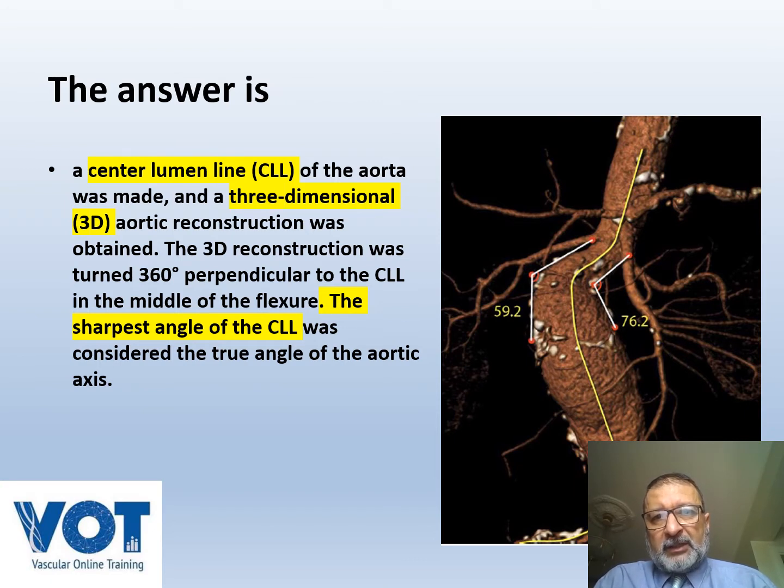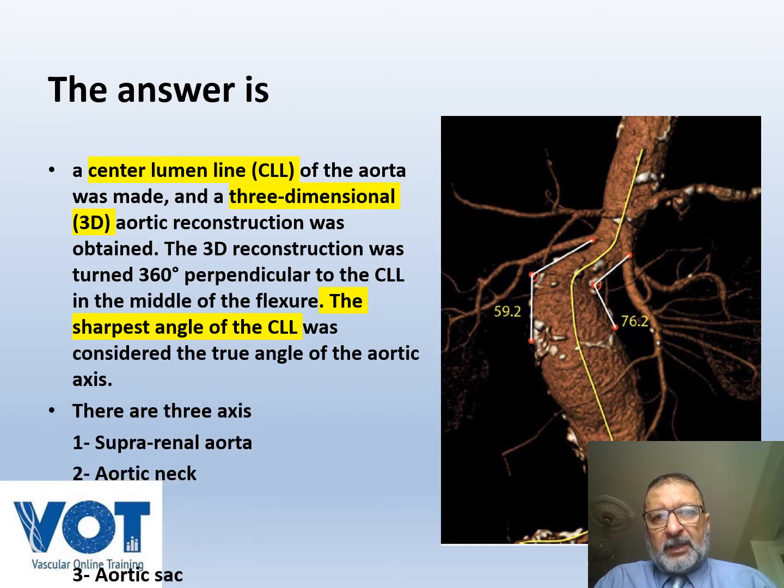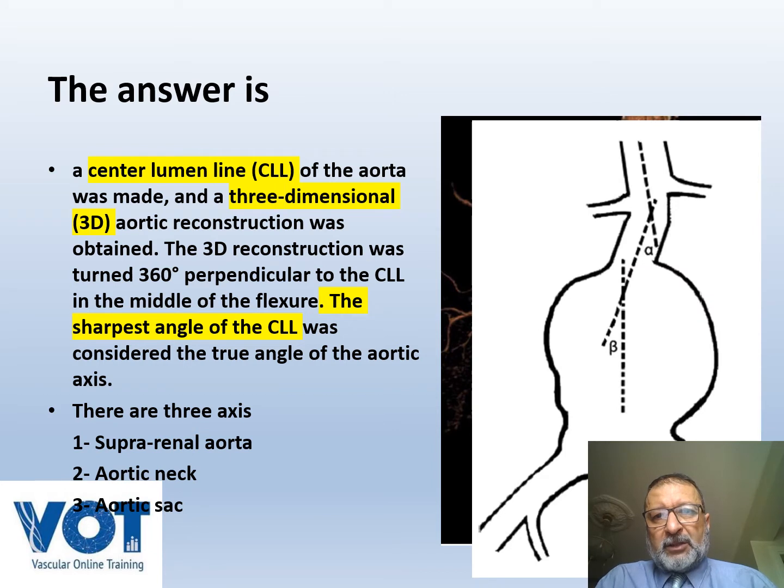And as you can see, you have three axes: an aortic axis, a neck axis, and the aneurysm axis. So in these three axes, you can measure two angles, the alpha angle and the beta angle. The alpha angle is between the aortic axis and the neck axis, and the beta angle is between the neck axis and the aortic sac axis.